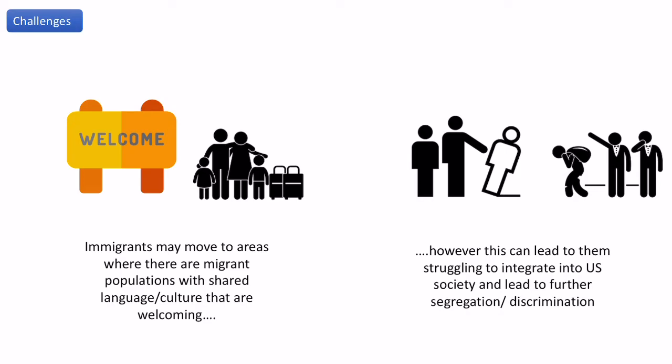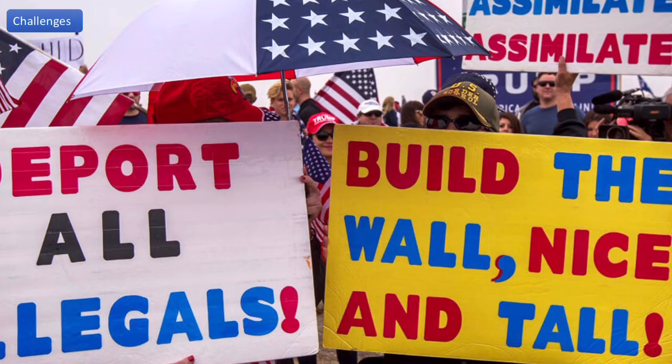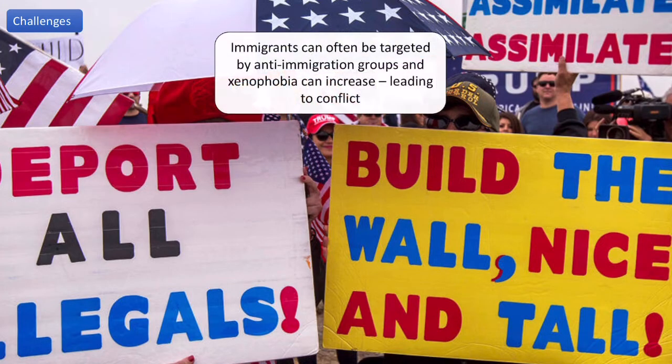This can lead to segregation and conflict because of that, and also potentially discrimination from the native US population. I see here an example of that kind of discrimination where, as the number of people that legally and illegally migrate to the USA increases, you see these anti-immigration groups, and they often target migrants, whether they've moved there legally or illegally. And you can see xenophobia. Xenophobia is a word we talked about before, which is a fear of foreigners. This can lead to conflict, and here is an example of a protest being made because of increasing migration levels.